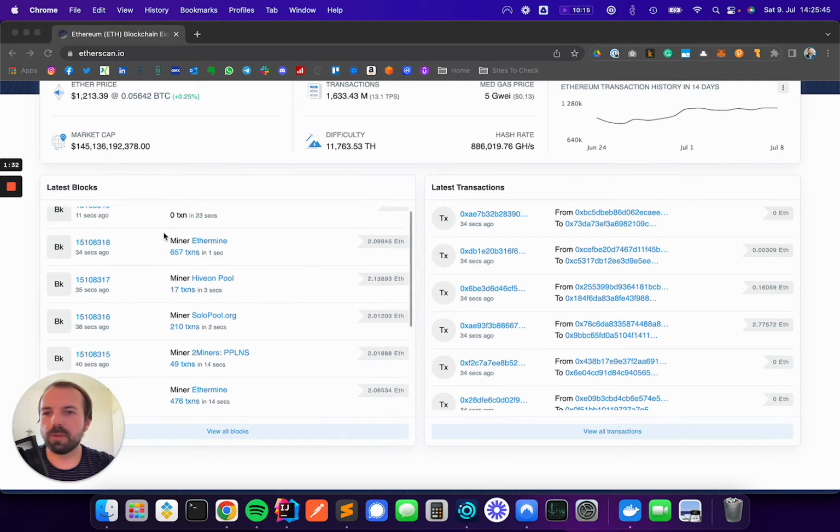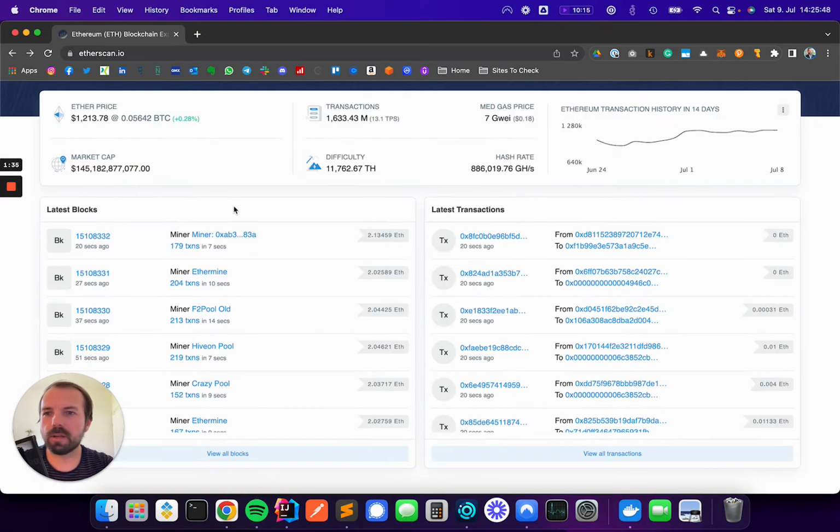For example, I hit refresh so that we have the latest state. The latest block that was mined is now 20 seconds old. Its block height is 15,108,332, which is the block number. So there are 15 million blocks in the blockchain. And you see the miner here, this is an address. It contains 179 transactions, and the reward is 2.13 ether.